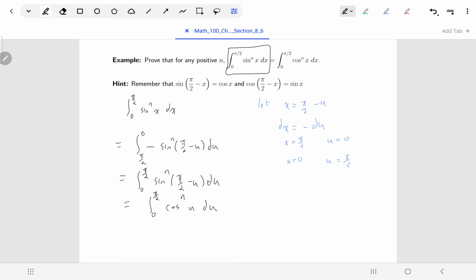So actually, we can now make our big conclusion that, yes, the definite integral from 0 to pi over 2 of sine to the power of n is the same as the definite integral from 0 to pi over 2 of cosine to the power of n.